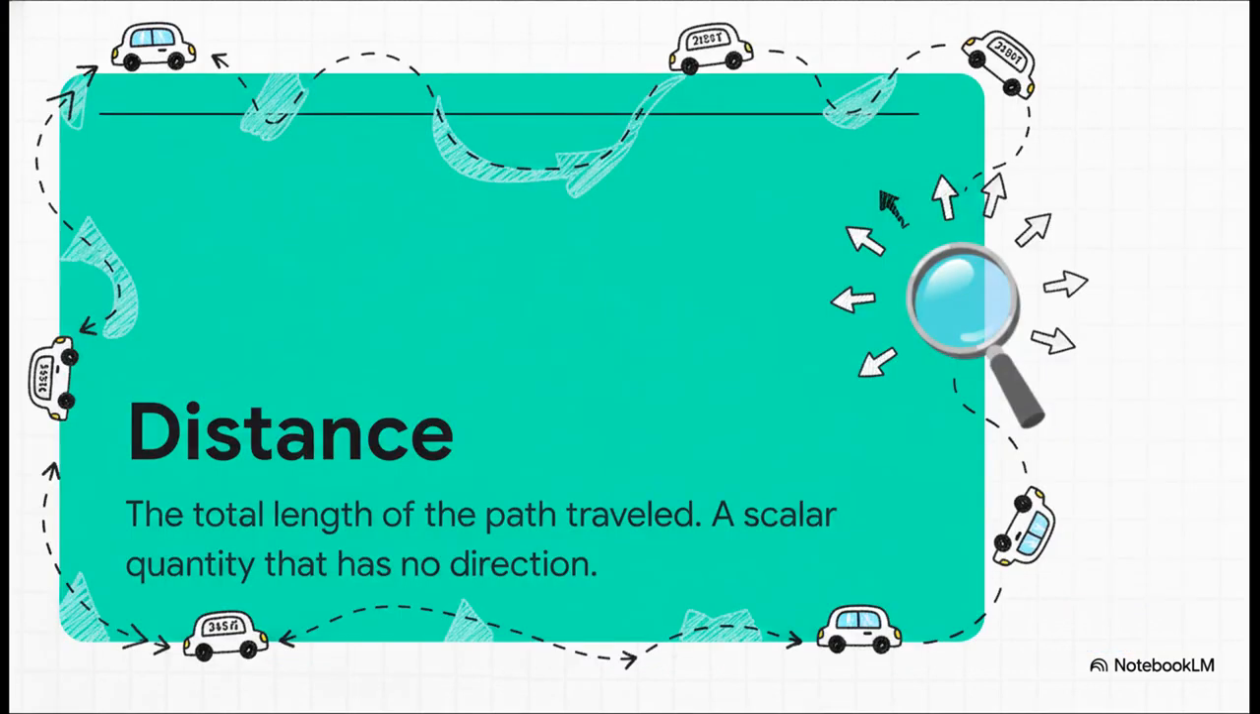Okay, let's talk about the first idea, distance. This is probably the one that popped into your head first. Distance is literally just the total ground you covered. The perfect analogy is the odometer in your car, right? It just keeps ticking up, adding more and more miles. And it doesn't care if you were driving north, south, or in circles. It's just the total length of the path.